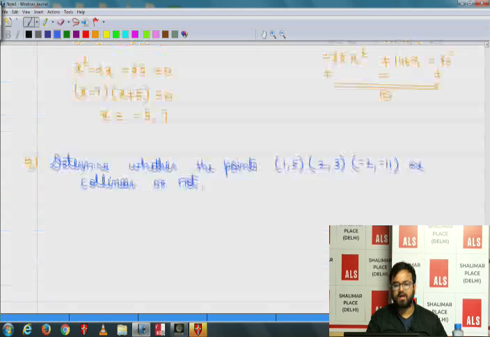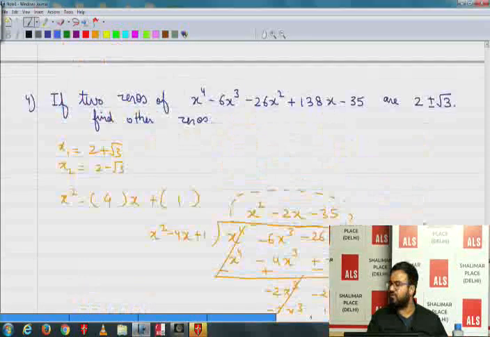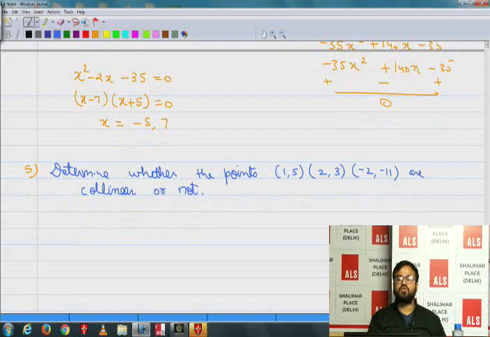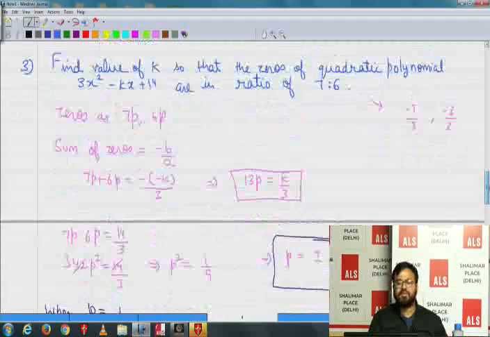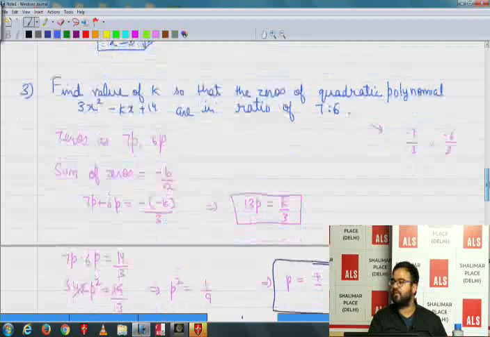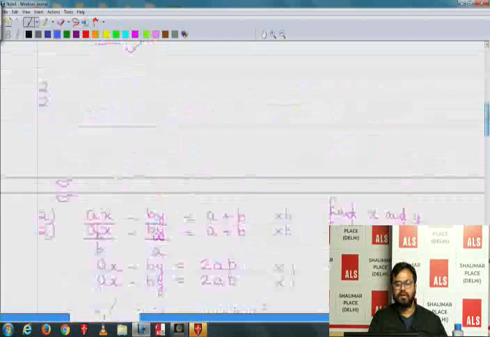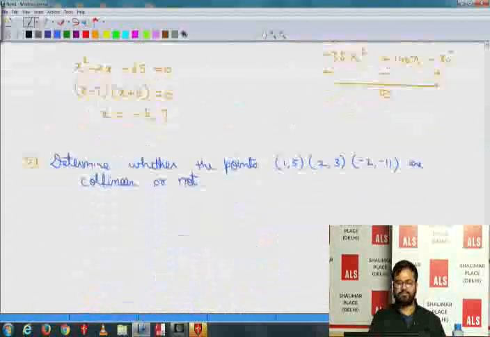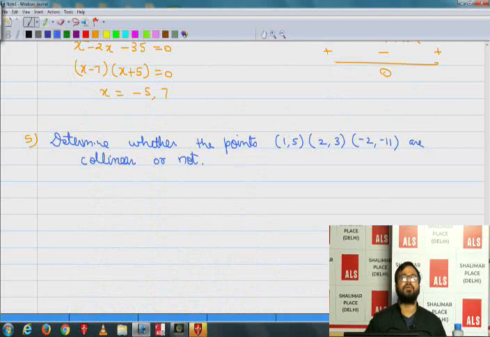If we talk about the marks, the fourth question which we have done is of 4 marks. And question number 5, in which we have to check whether the points are collinear or not, is of 3 marks. The previous one also is a 3 marks question, in which we have to find the value of k. All these are basically 3 and 4 marks questions. A question like this can be asked as a 3 marks question. We have to check whether the points are collinear or not. Do it.